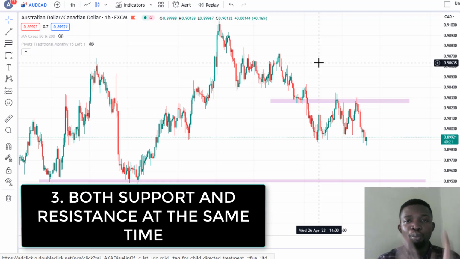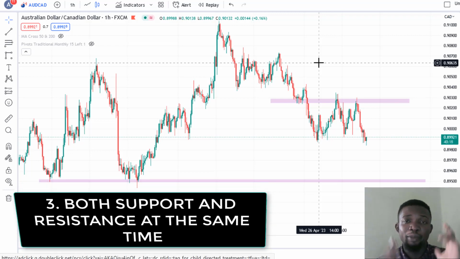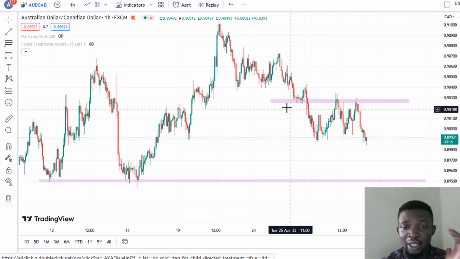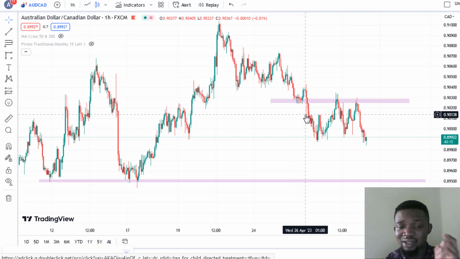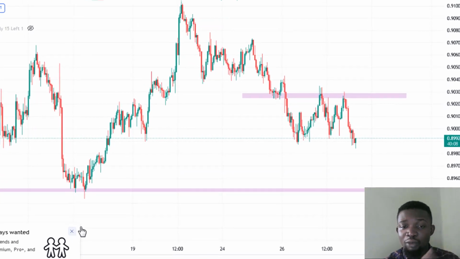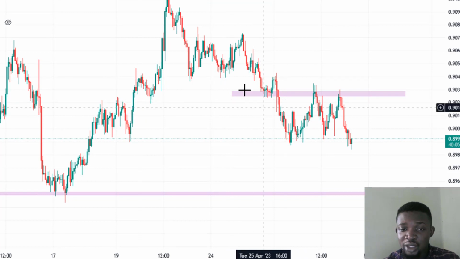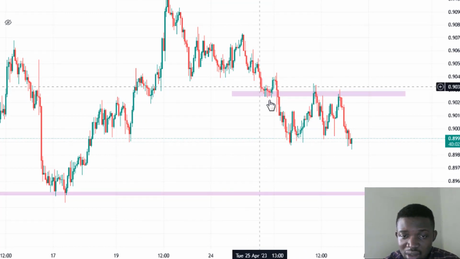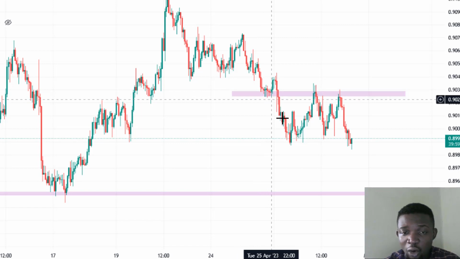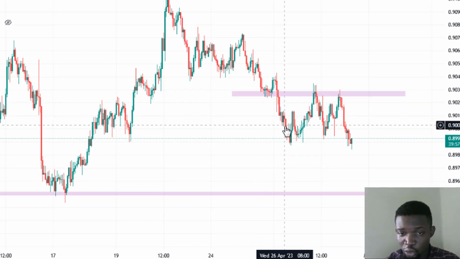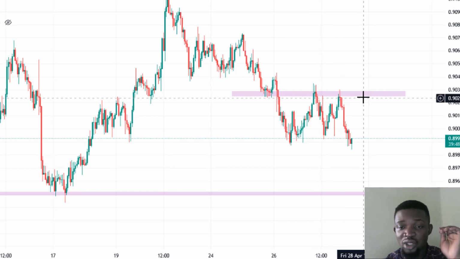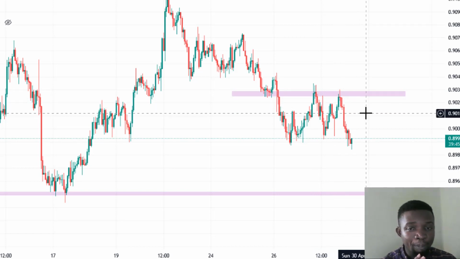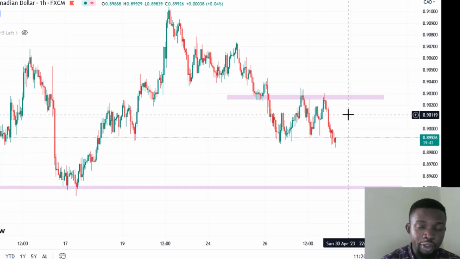My third rule is both support and resistance at the same time. What I mean by that is the level which I drew out here must serve as a support and must serve as a resistance at the same time. Looking at this level I have here, you realize this level is a support at this time, and later on price broke through the support and came back to retest it, which serves as a resistance here and also as a resistance here. So this level has obeyed all the 3 rules.